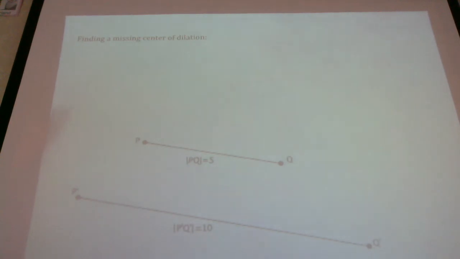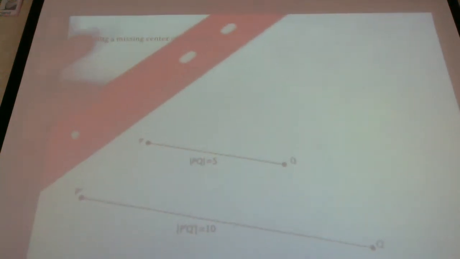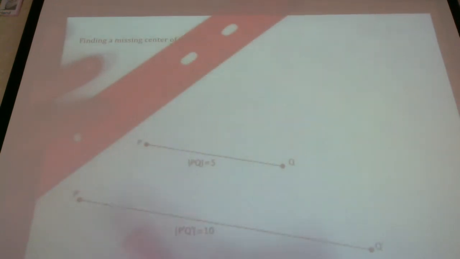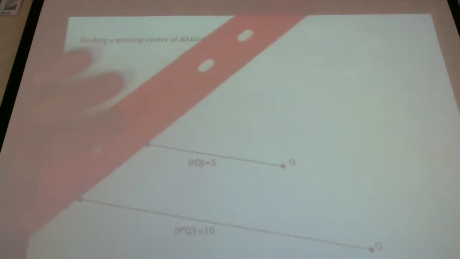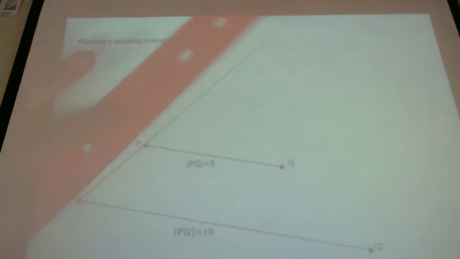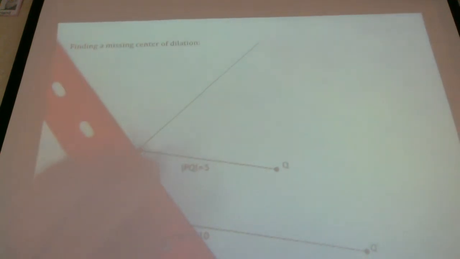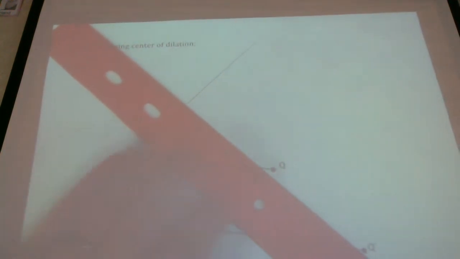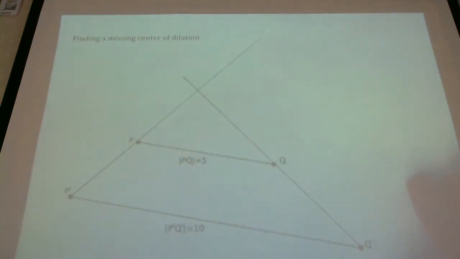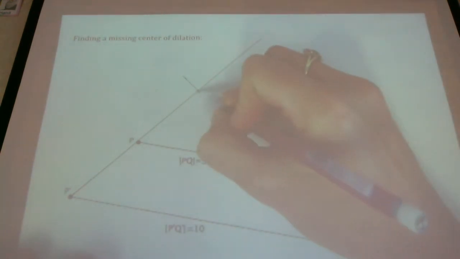And you're absolutely right. So all we need to do is essentially just connect some dots. So we're going to draw a line from P prime and P going up towards that area that we're pretty sure we know where the center of dilation is. We'll just continue it out. And we'll do the same thing from the other side, from Q prime to Q. And then we'll see where they cross. So they cross right here.